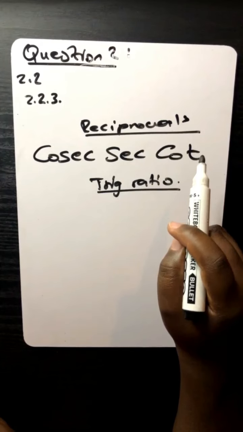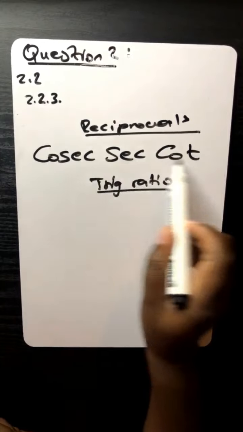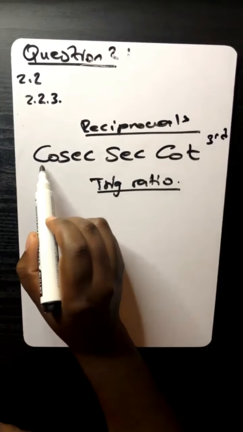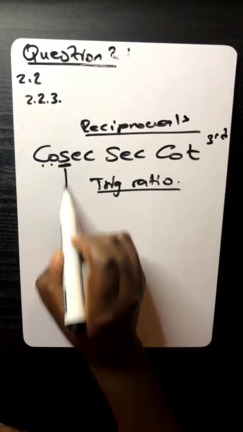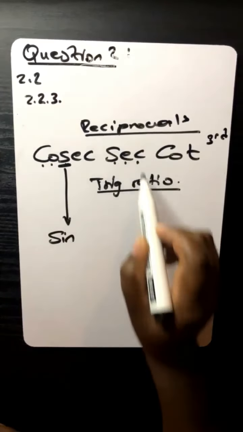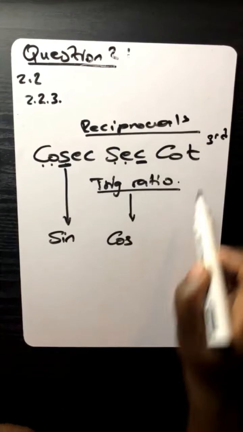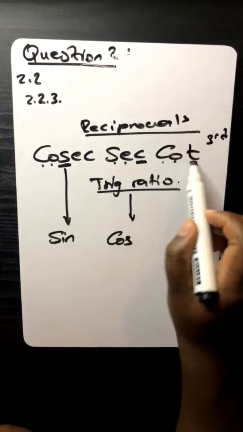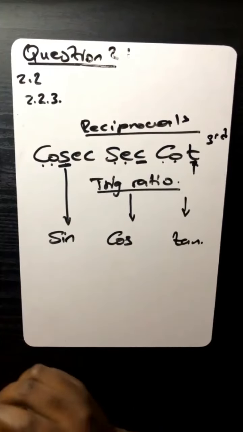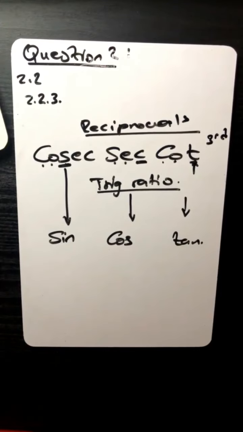LB said their teacher taught them that for you to know, you just look at the third letter. So let's look at the third letter. In this case, 1, 2, 3, we have S. Then that S stands for sine. Then we have 1, 2, 3. That third letter stands for what? It therefore stands for cos. That third letter there, 1, 2, 3, it stands for tan. So that is how in LB school they are able to notice which reciprocal is for which trig ratio.